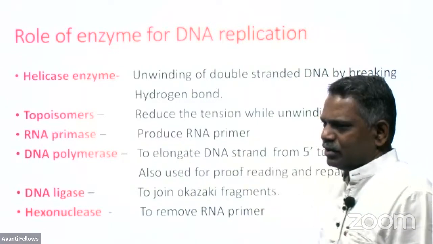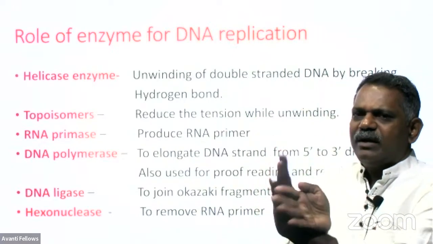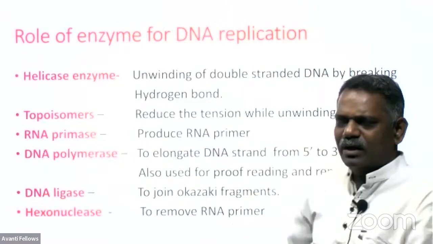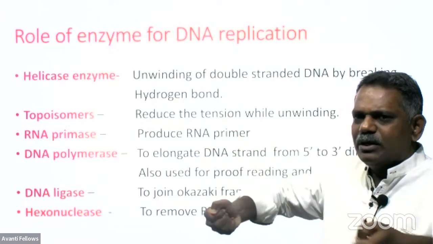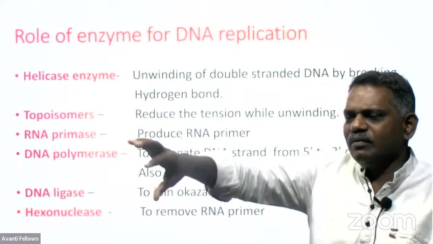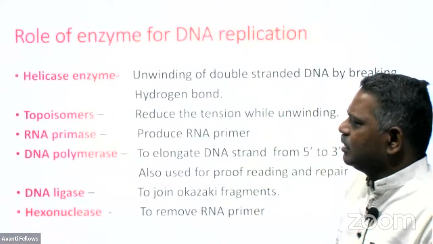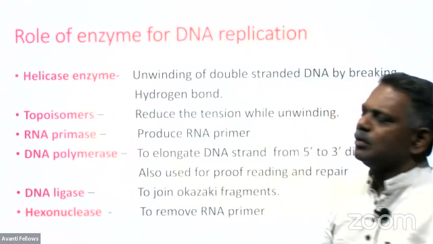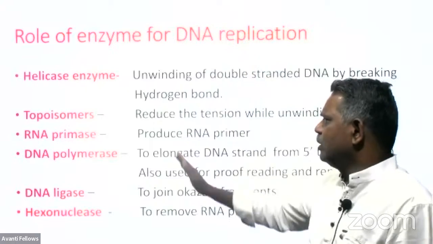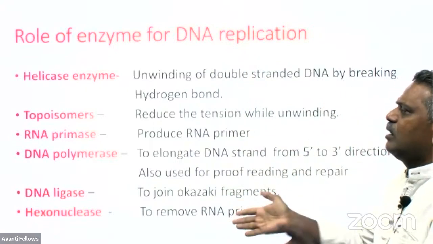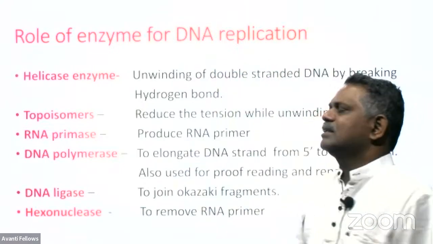Then topoisomerase. It is to reduce the tension while unwinding. You know, DNA is double stranded and goes for coiling in a right-handed position. After breaking the hydrogen bond, these two strands start separating from each other, unwinding. That creates a lot of tension in another area. And to reduce the tension while unwinding, we use the topoisomerase enzyme during DNA replication. Topoisomerase enzyme helps to reduce the tension during the unwinding of the double-stranded DNA after breaking the hydrogen bond with the help of the helicase enzyme.